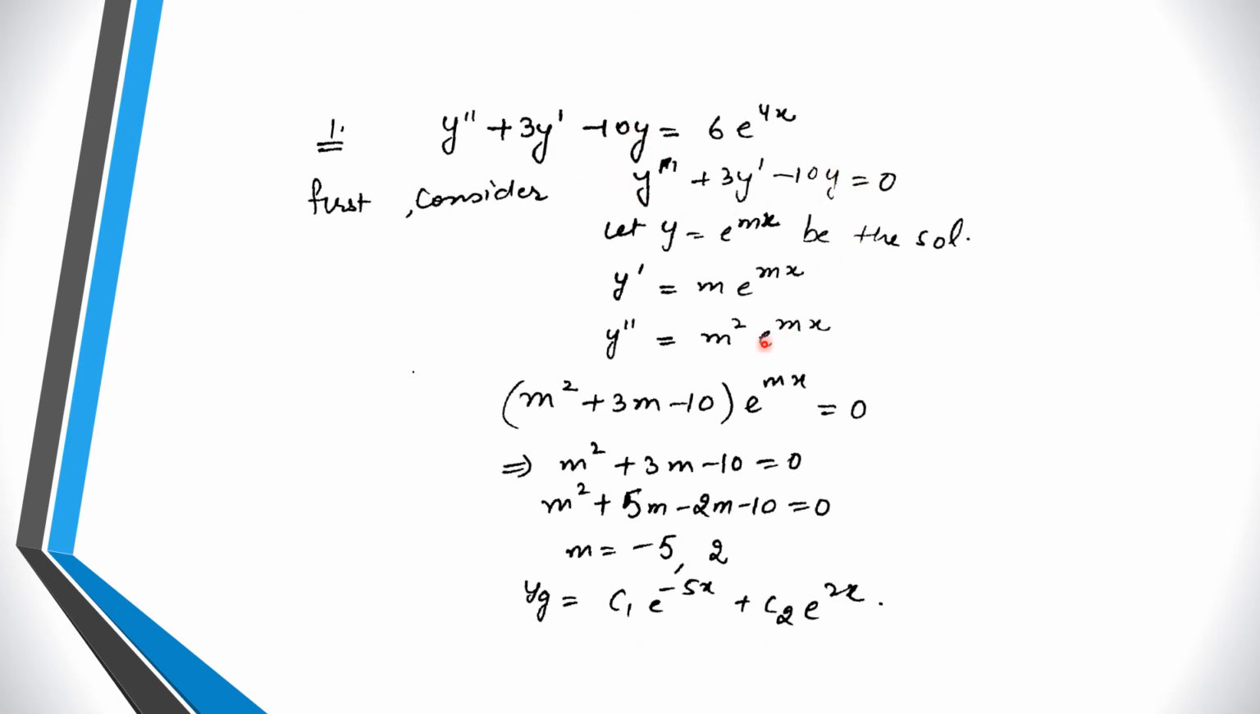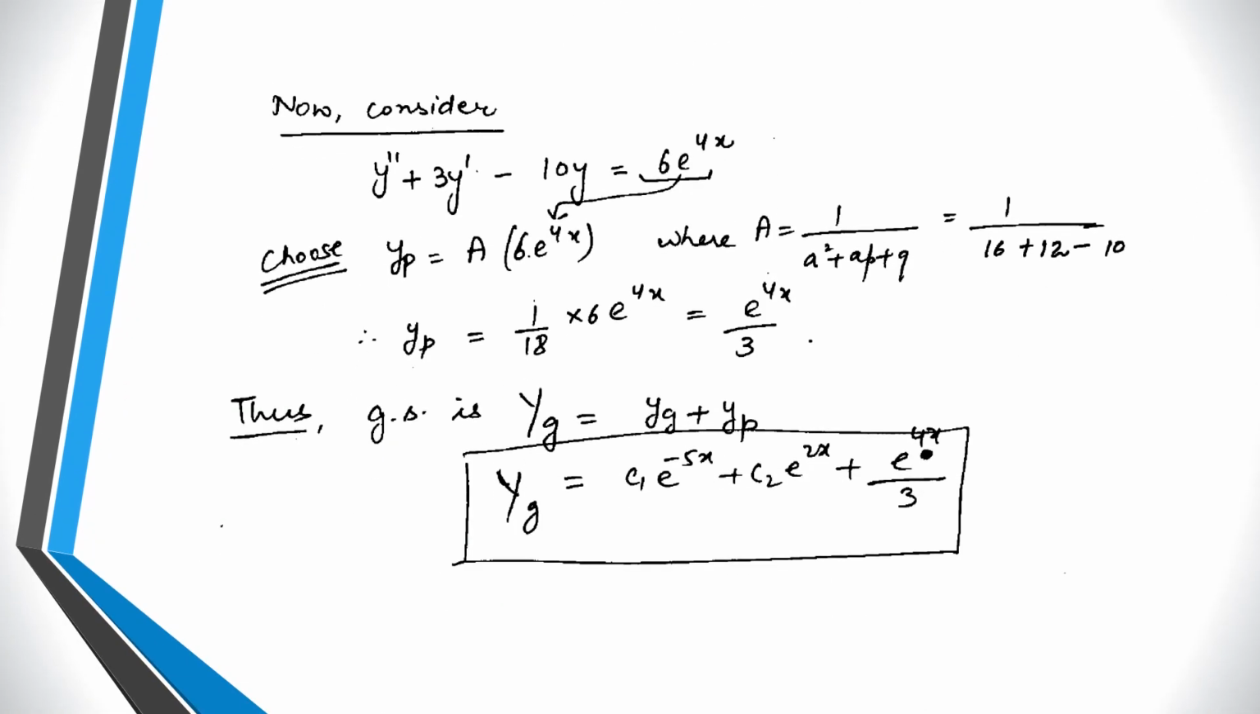So in this case you choose yp as A times R(x). What is your R(x)? 6 into e to the power 4x. So you take this complete function, right? 6 into e to the power 4x. Substitute over here. And the value of capital A will be 1 over a square plus ap plus q.